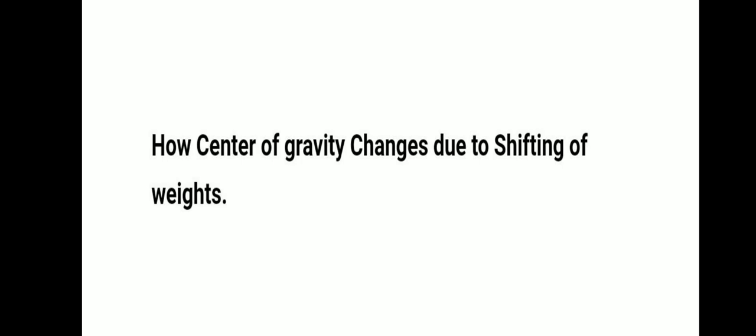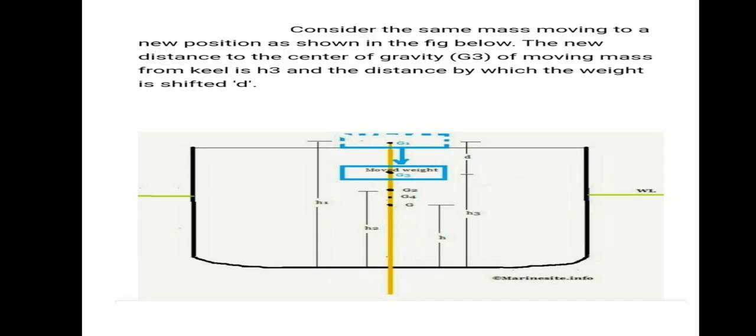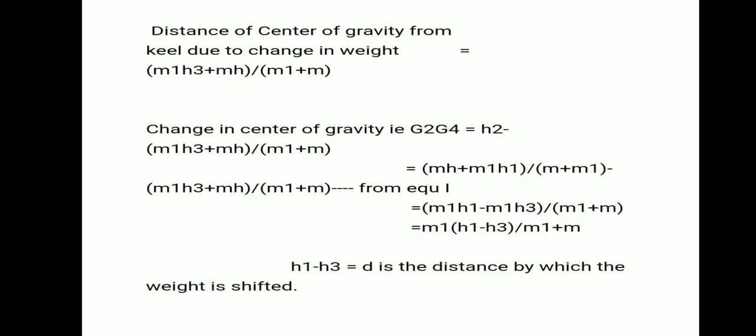Before, in the first scenario, we considered adding weight by loading. Here the scenario is shifting of weight. Consider the same mass moving into a new position as shown. If it comes down here, the new distance of the center of gravity g3 of the moving mass from the keel is h3, and the distance by which the weight is shifted is d. So the distance of the center of gravity from the keel after the change in weight will be (m1h3 plus mh) divided by (m1 plus m), and the change in center of gravity g2g4 will be equal to h2 minus (m1h3 plus mh) divided by (m1 plus m).